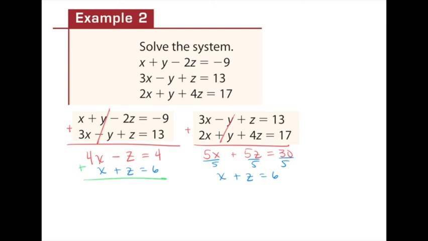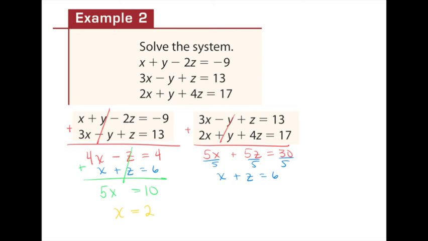What's going to eliminate here if I add? My z. So I have 4 x's, 1 x gives me 5 x's, 4 and 6 give me 10. I can easily see that x equals what? 2. Now, here's the thing.